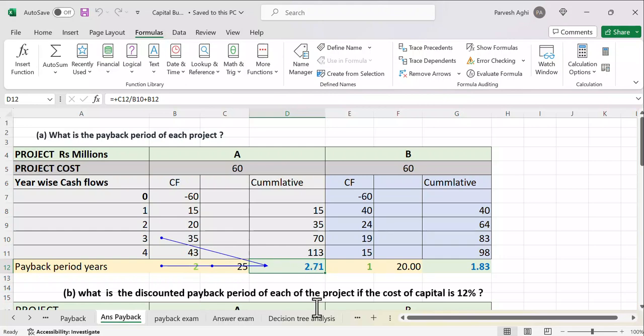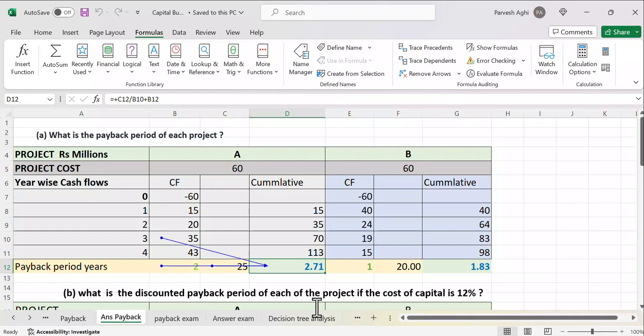That means it is going to take 2.71 years, which means 25 lakhs divided by 35 lakhs in a full year. So your numerator is 25, denominator is 35. So 25 lakhs you require, but in the full year you are getting 35. Assume that you are going to get this 35 lakhs evenly in the year. So it will take 2.71 years to get the payback. Is that okay? Have you followed that? Is it clear? I'm just explaining again.